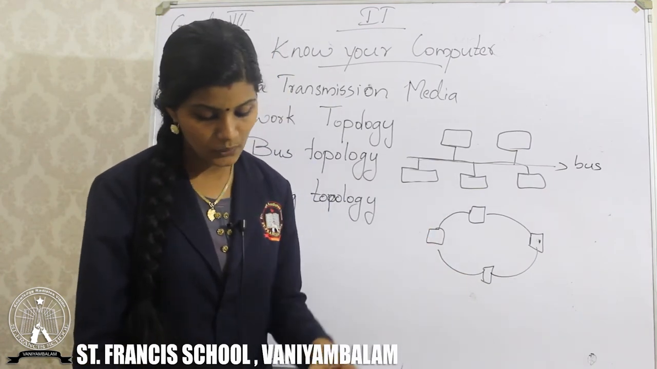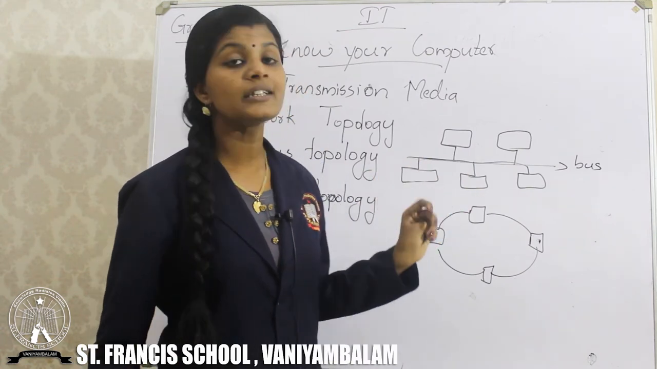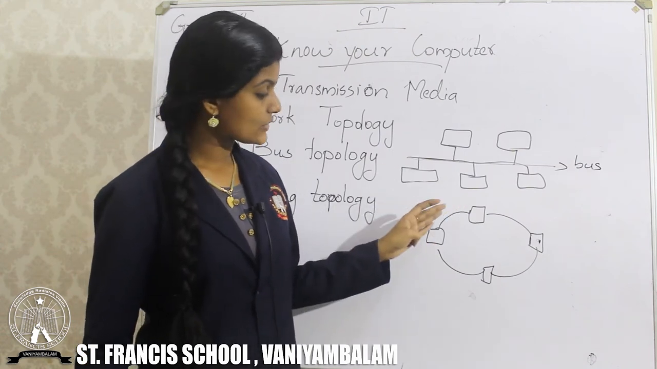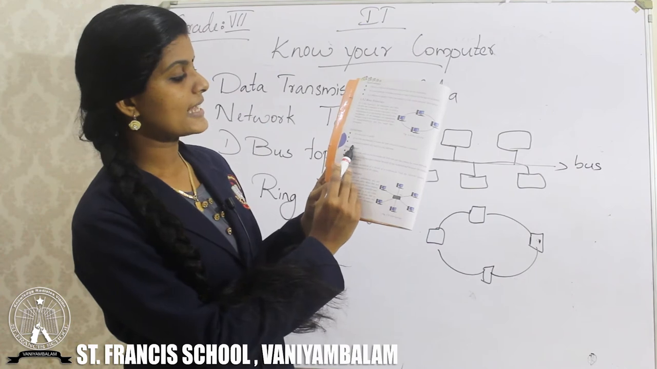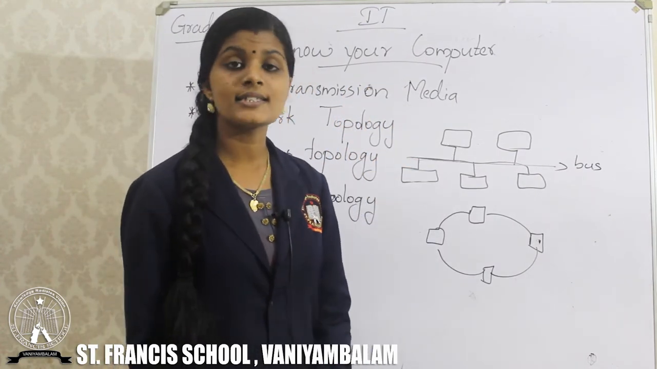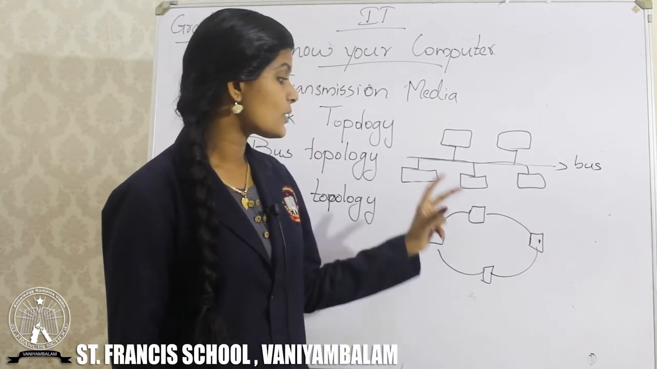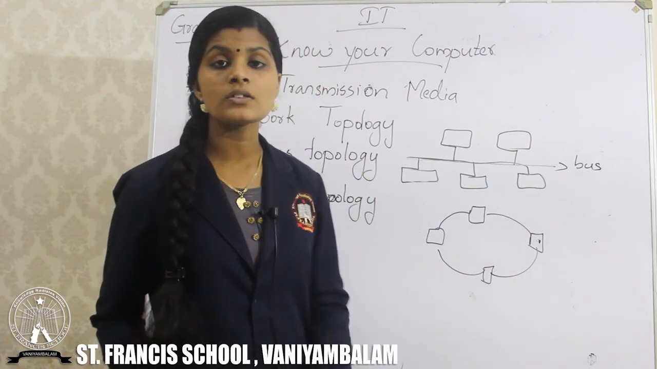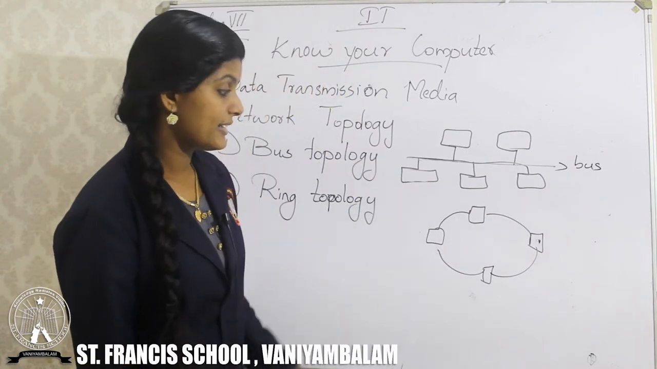And what is the next thing we can see? It is very easy to identify the fault in a ring network. To which network the failure happens, it is easy to identify. What the fault is, we can find out very easily. And also it needs only less cabling. Its setup cost also is very low. So these are the advantages.